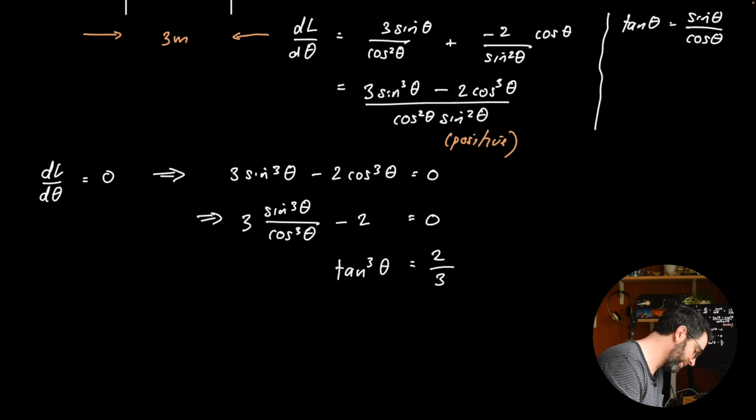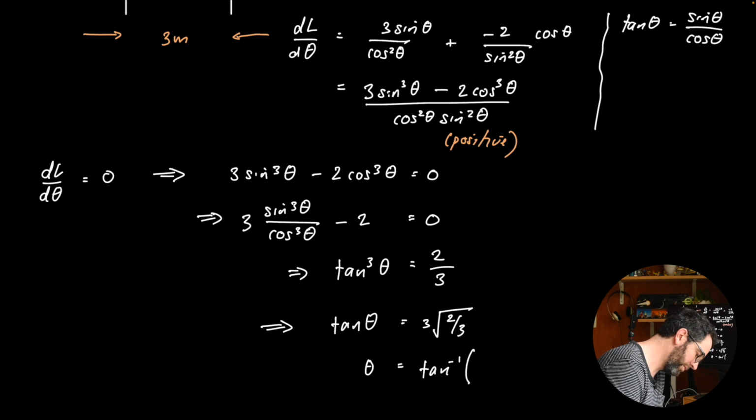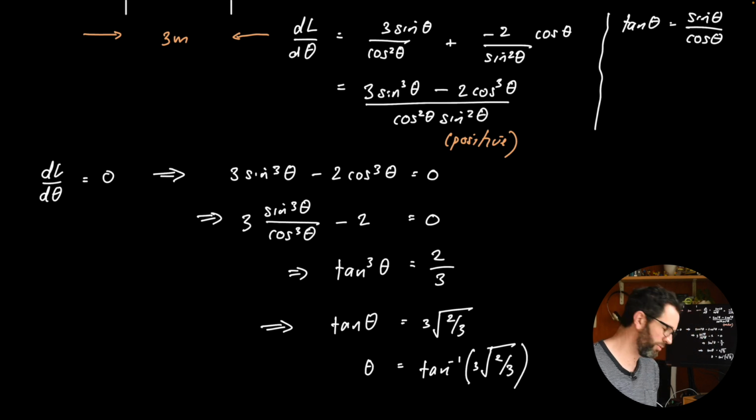So that means that tan theta is therefore going to be the cube root of 2/3, which means that our angle theta is going to be the inverse tan of the cube root of 2/3. Okay, so that's all kind of annoying, but at least it's a thing we can do.